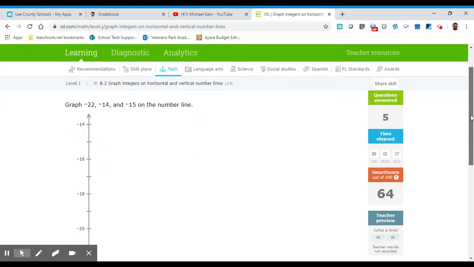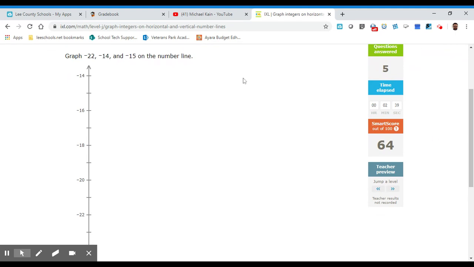Okay. This one's a little more complex. -22, -14, and -15. So -22 is on the graph, so we can plot that. What are we counting by? Well, -14 is on the graph too, right? We just need to plot -15. And if this is -16, that means we're counting by ones. That means this has to be -15.